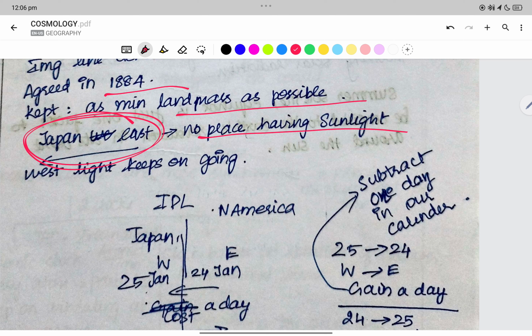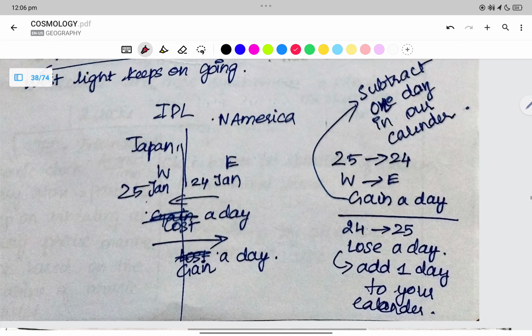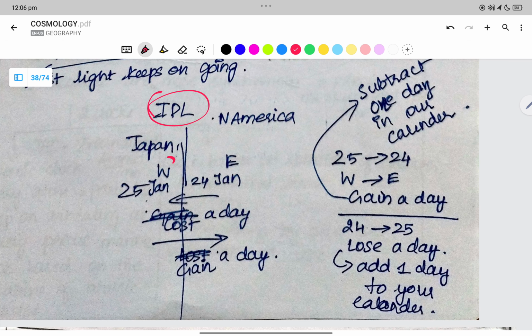Japan is in the east, but no place is having sunlight. In the west, light keeps on going. For the sun, Japan is in the east, but for the international date line, Japan is in the west and North America is in the east. Lost a day, gain a day.